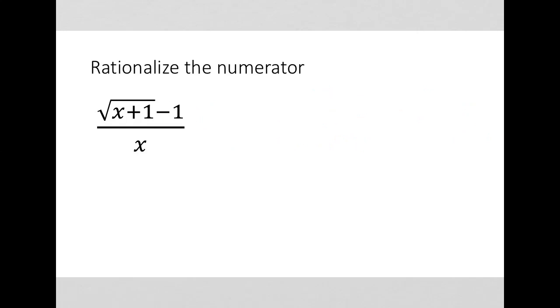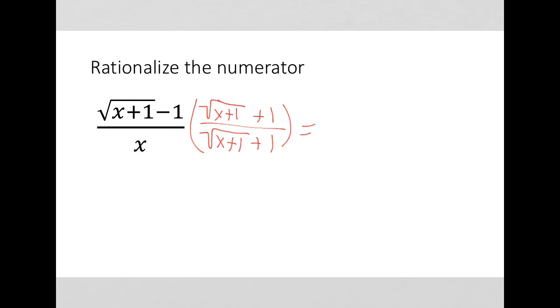So let's do this one now. It has an x in it, but that's okay. It's going to work the same exact way. We're going to multiply by the conjugate of the numerator, so square root of x plus 1, all in square roots, plus 1 over the same thing, square root of x plus 1 plus 1, and let's see what happens.